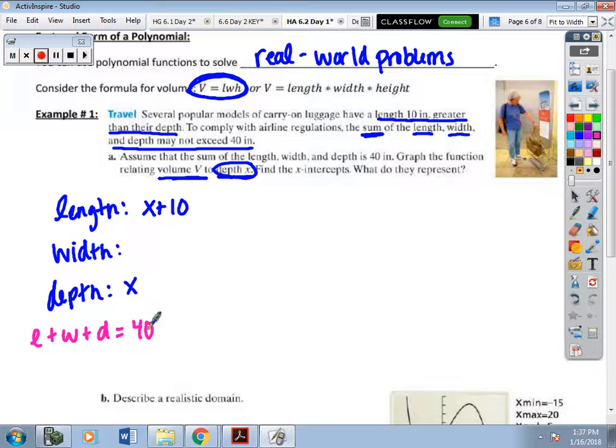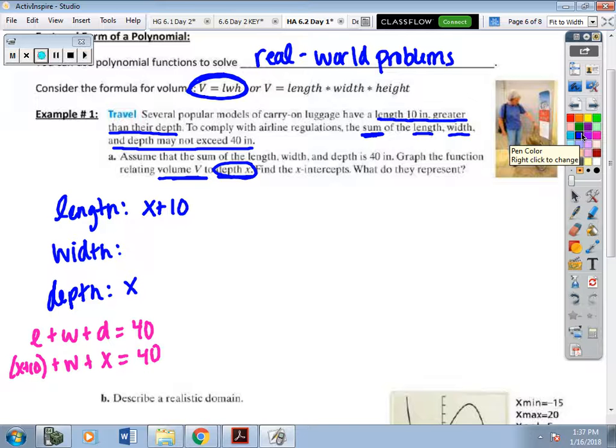Jax? Well, you went through the equation, right? Yeah, you can. It would be x plus 10 plus x plus y. Okay, well, width we don't know, so let's just leave it W, or you could put Y, that's fine. But the depth is x, and then it would be less than or equal to 40. They told us to assume that it is exactly 40, because we want to maximize the volume. Equals 40. Augie? And you then just subtract the x, and then solve for W. Yes, solve this out for W.